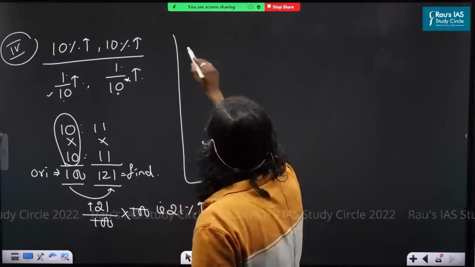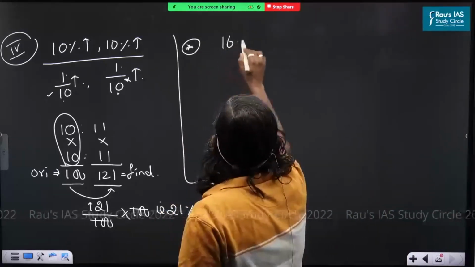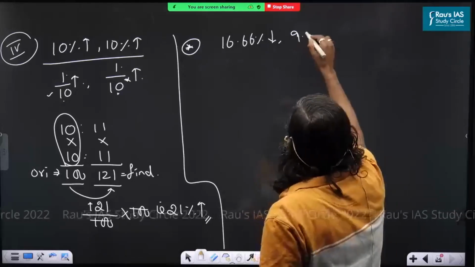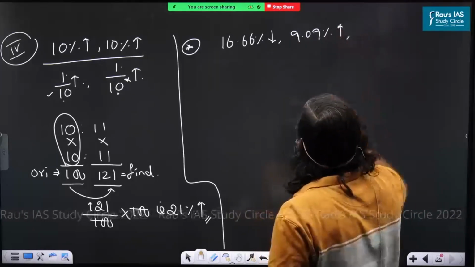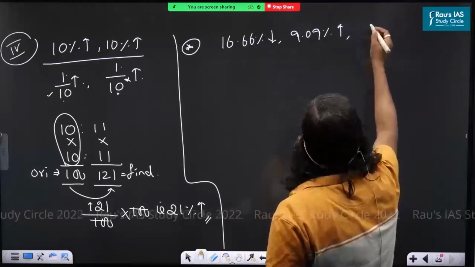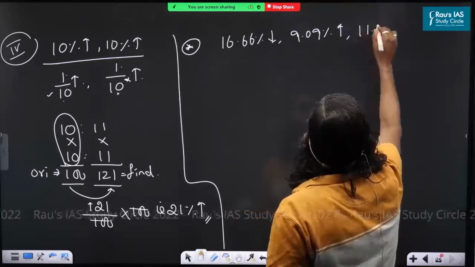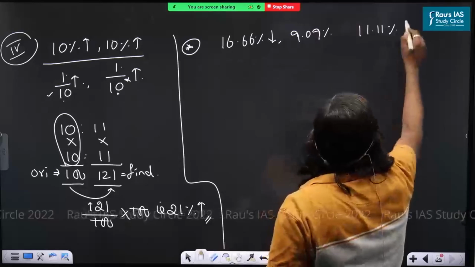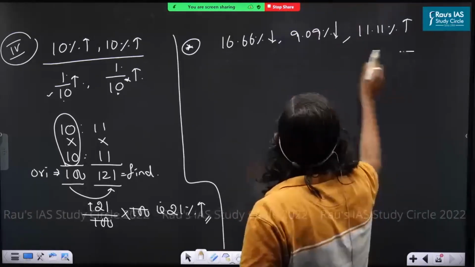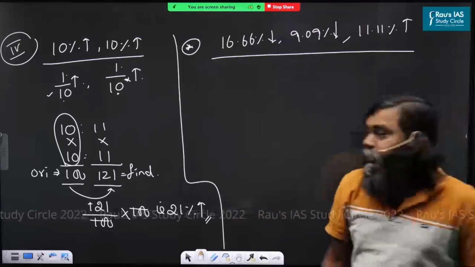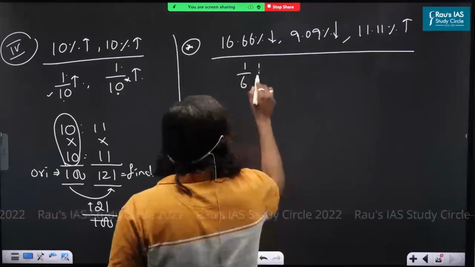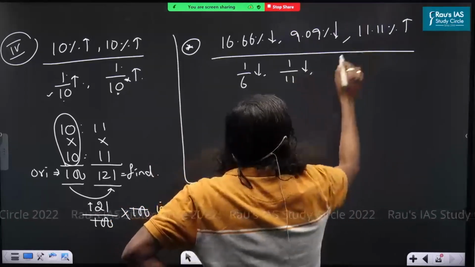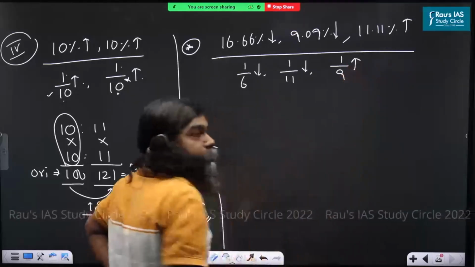For example, 16.66% decreasing, 9.09% increasing, next 11.11%. Here increasing, here decreasing. Now, how can you write this as a fraction? 1 by 6. How can you write this as a fraction? 1 by 11. How can you write this as a fraction? 1 by 9. Are you understood?